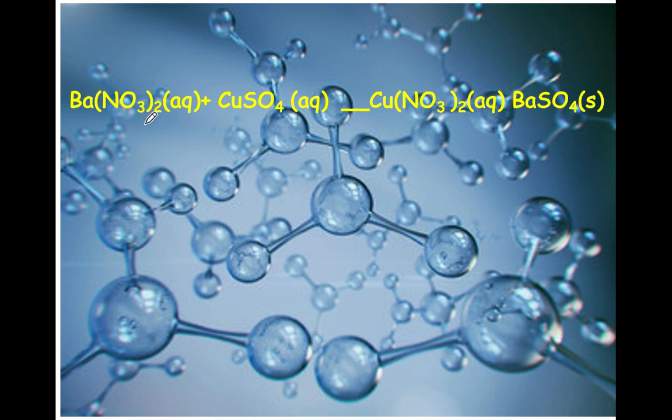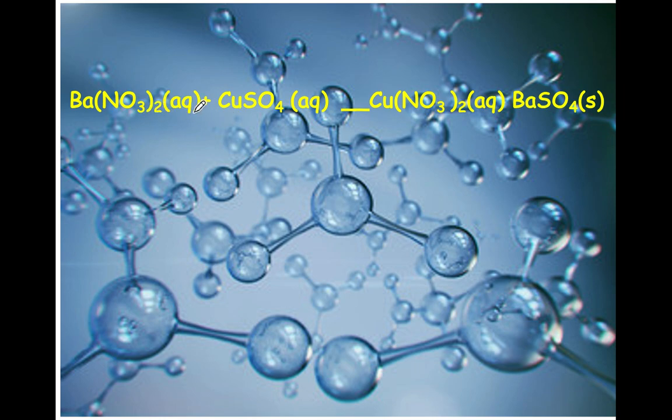Barium nitrate in the aqueous state plus copper sulfate in the aqueous state. They give copper nitrate in the aqueous state and barium sulfate. The same, barium 2 positive in the aqueous state. Here also positive 2, but it's in the solid. So actually, it enters the reaction because the state here is aqueous in the reactants and it changed into solid in the product. Let's see nitrate.